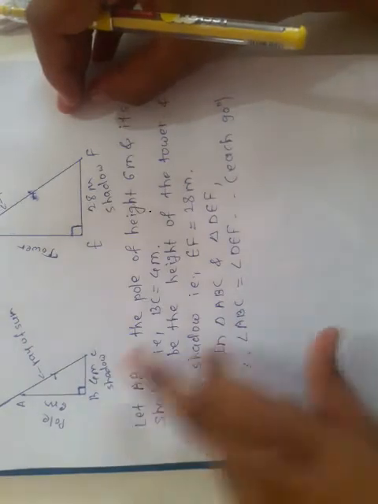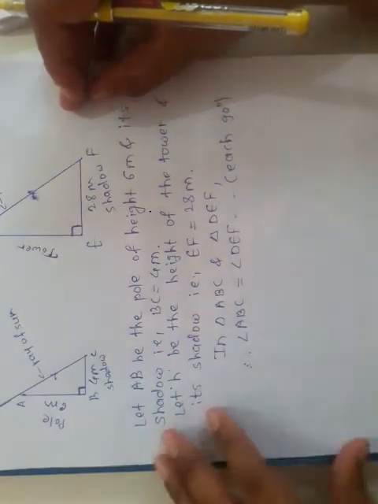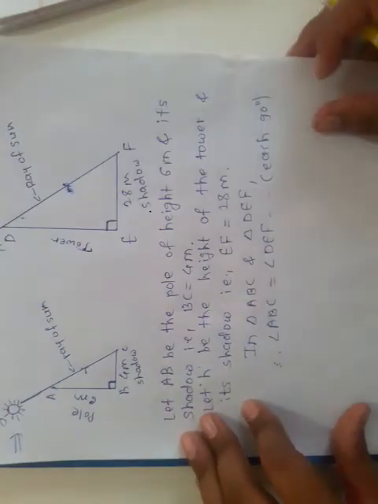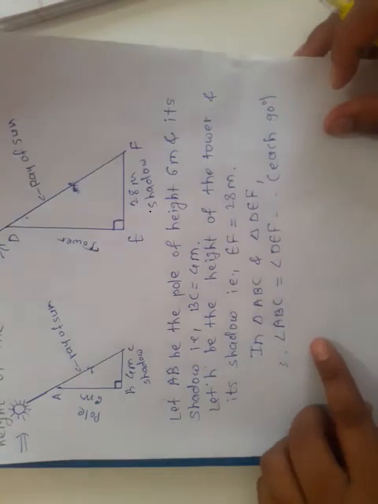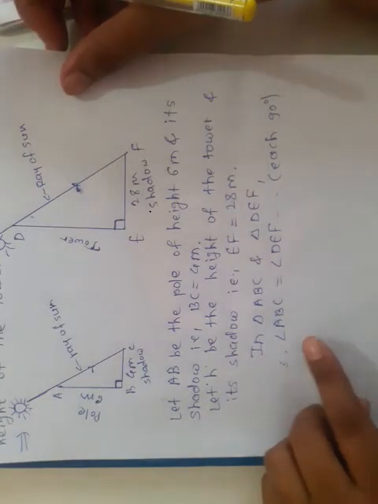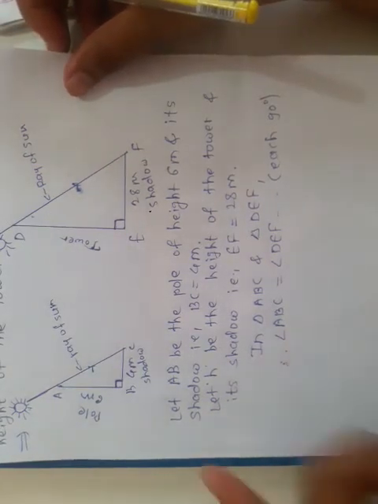Angle ABC is equal to angle DEF. Each is 90 degrees. Next, if we have to prove both triangles as similar triangles, we get one pair. We need another pair.